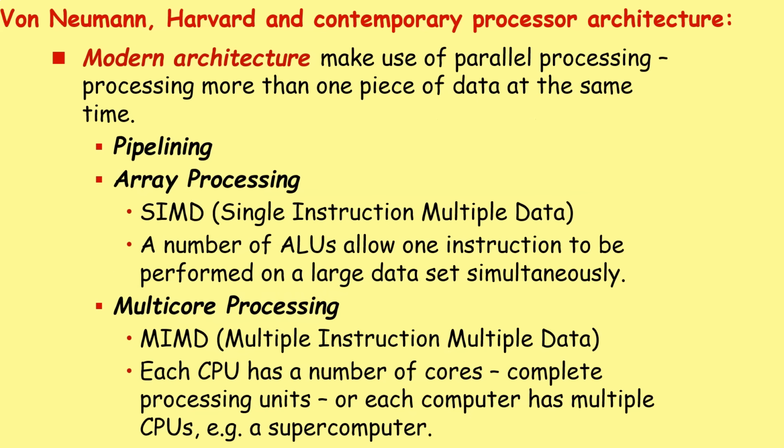Modern architecture makes use of parallel processing, processing more than one piece of data at the same time. This includes pipelining, which we've already discussed, and array processing, which is an example of SIMD, single instruction multiple data. Here, a number of ALUs allow one instruction to be performed on a large data set simultaneously. An example of array processing would be a graphics card or something similar. We also have multi-core processing, which is MIMD, multiple instruction, multiple data. Here, each CPU has a number of cores, which are complete processing units, or each computer system has multiple CPUs, for example, a workstation or a supercomputer.